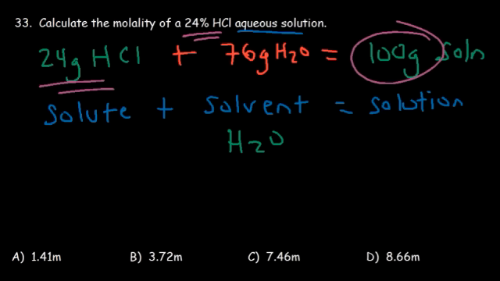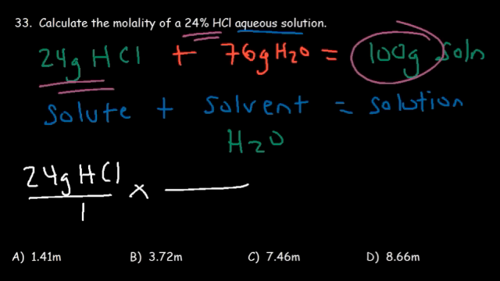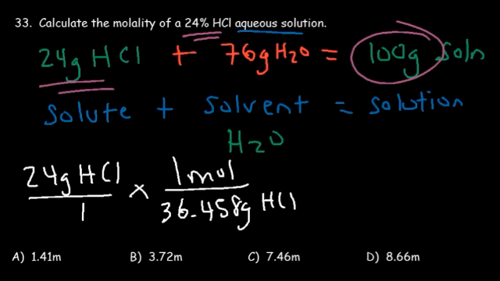So now it's going to be similar to the last problem that we did previously, number 32. So let's start with 24 grams of HCl and let's convert it to moles. Chlorine has a molar mass of 35.45, and for hydrogen it's like 1.008. So the molar mass for HCl is about 36.458 grams per 1 mole. So these units cancel. And the last thing we need to do is divide by the kilograms of solvent.